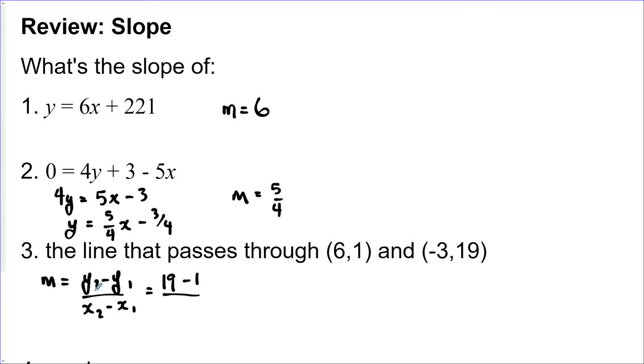Now we need to match it up so that if this one was my y2, this one will be my x2. So this is minus 3 minus 6. And this is 18 over negative 9, and that's negative 2.